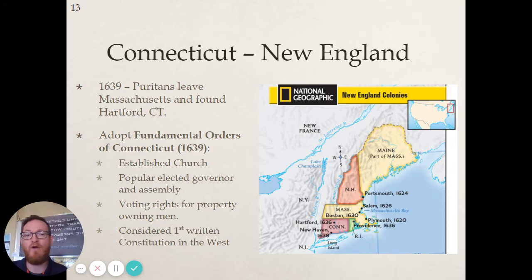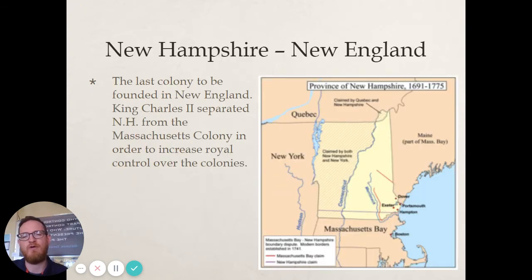Yes, by this time you already have, here in Virginia, the House of Burgesses set up, but there was no written constitution put down, and that's why this Fundamental Orders of Connecticut is seen as so important.